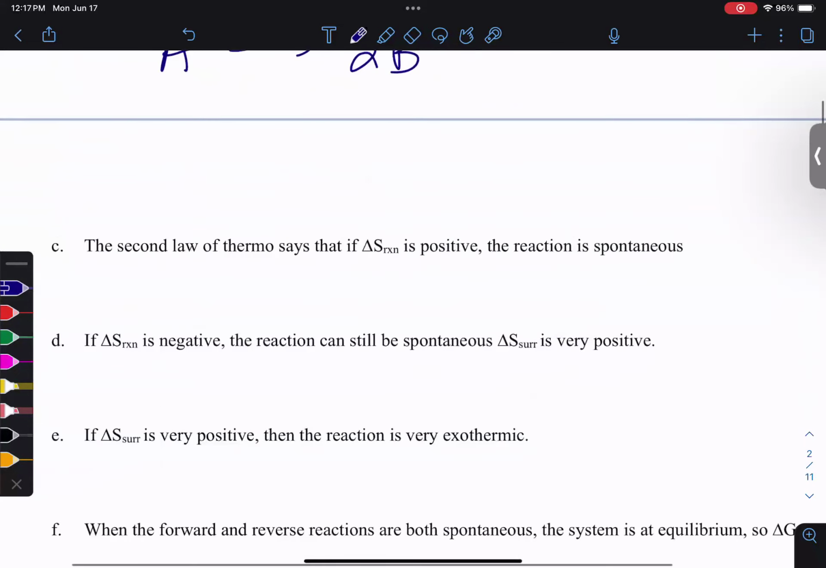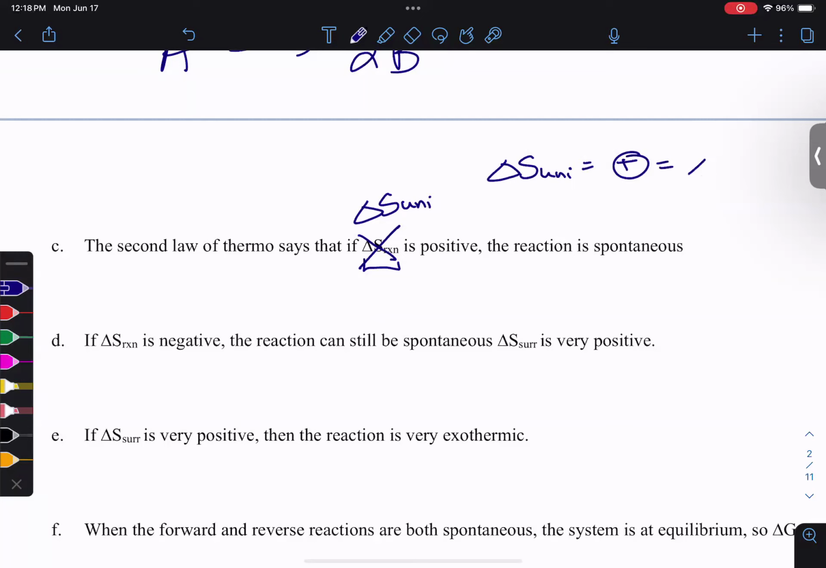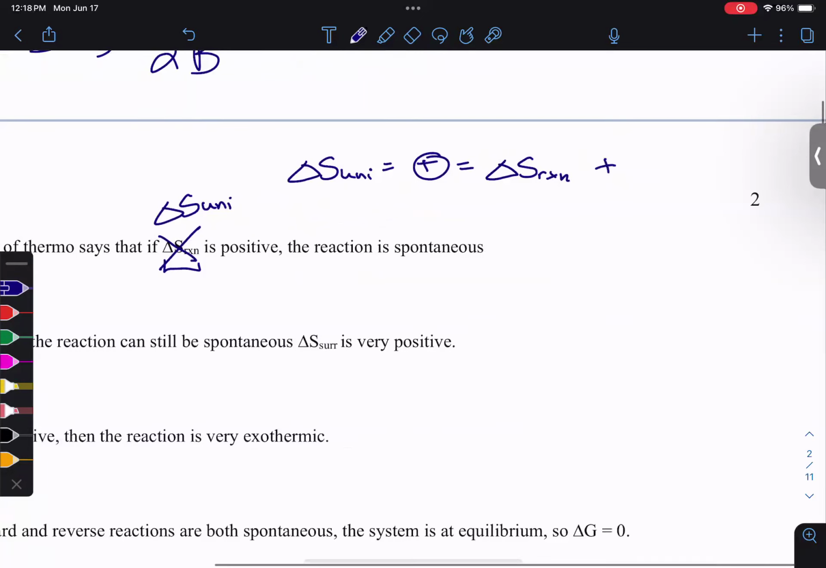Okay. The second law of thermodynamics says if delta S of my reaction is positive, the reaction is spontaneous. But I thought we were always looking for positive entropies. It's the universe. So this is incorrect, because it should say delta S of the universe. There's a difference. When you did the salt lab, or the calorimetry lab, there are some salts that spontaneously mix and are exothermic. There are some salts you dissolve and they spontaneously are endothermic. They happen because of entropy, where delta S of the universe, we want that to be positive, but that is equal to the sum of the reaction and the surroundings.